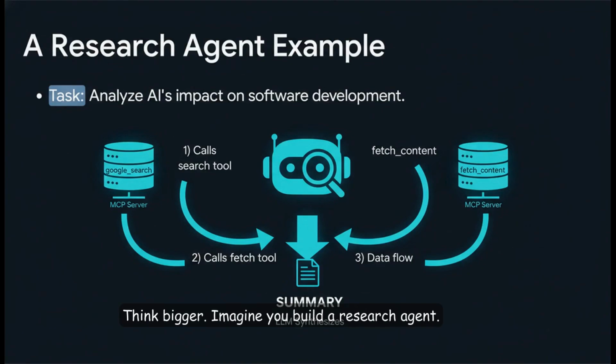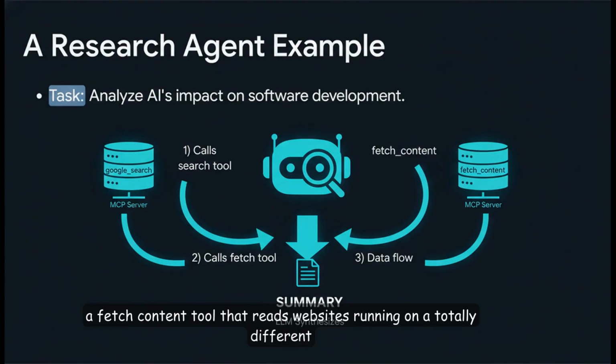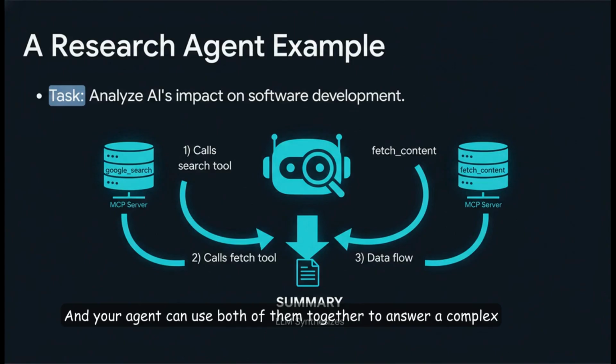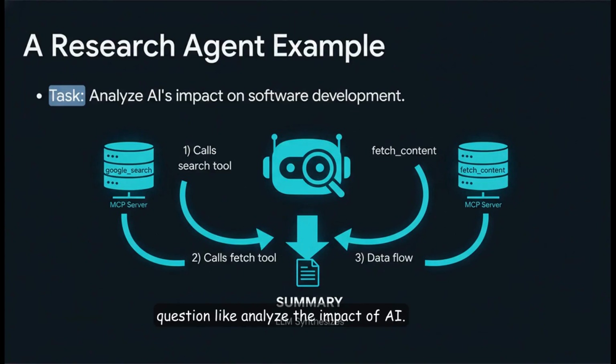Think bigger. Imagine you build a research agent. It could tap into a Google search tool running on one server and a fetch content tool that reads websites running on a totally different server, maybe even in a different company. And your agent can use both of them together to answer a complex question like analyze the impact of AI. It's all possible because they all speak that same universal language, MCP.